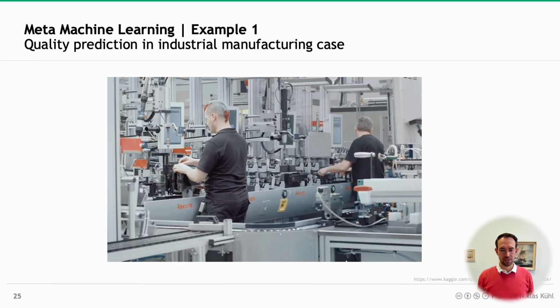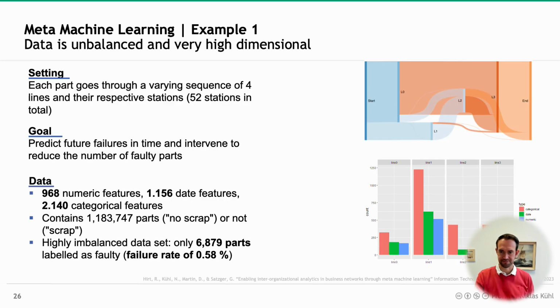And let us look at an example where we as researchers utilized meta machine learning, more precisely stacking. And this was the case of quality prediction in an industrial manufacturing line. So you had an industrial manufacturing line of Bosch Rexroth, where parts were being produced. And that was a public challenge called a Kaggle challenge. So everyone has access to that data and can play around with it.